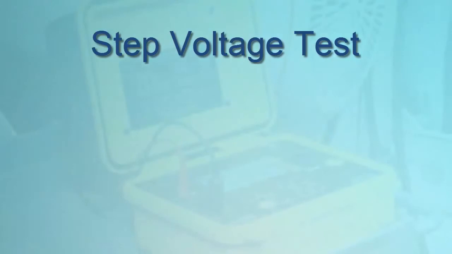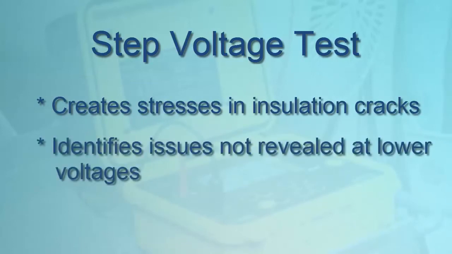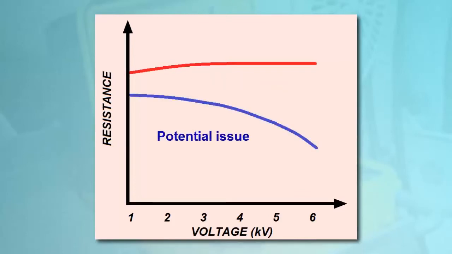The step voltage test is designed to create electrical stresses on internal insulation cracks, identifying potential problems that may not be revealed by testing at lower voltages. Insulation that is thoroughly dry, clean, and in good physical condition should provide roughly the same resistance measurement across the voltage range. If instead you observe a significant decrease in resistance at higher voltages, your insulation may be contaminated or deteriorating.